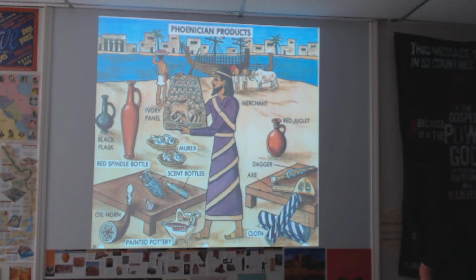All right, in addition to these things, they sold a lot of things. You can see other items here. These are things made out of metal they got from the Hittites. Of course, they had cloth that was dyed purple. Here's some of the flasks and so on that they sold. But they sold many things.